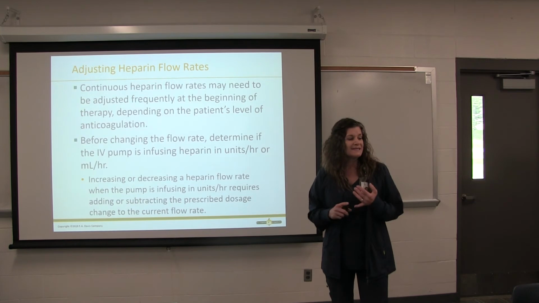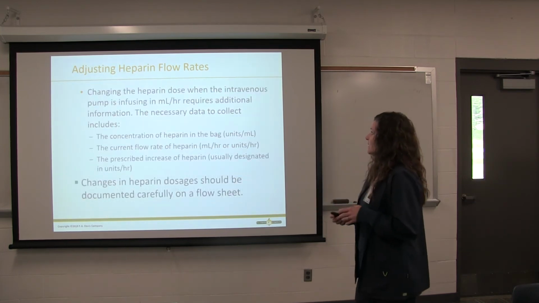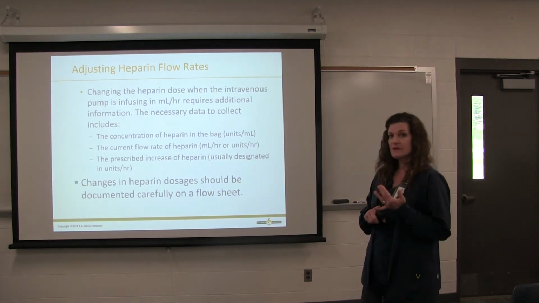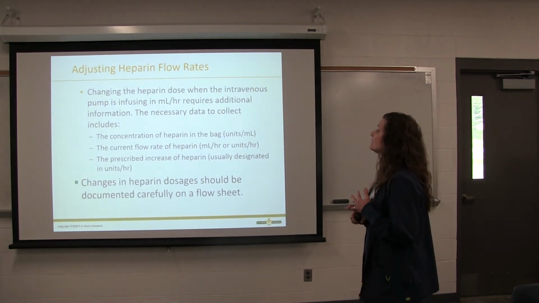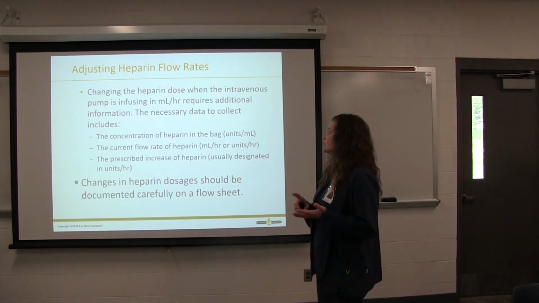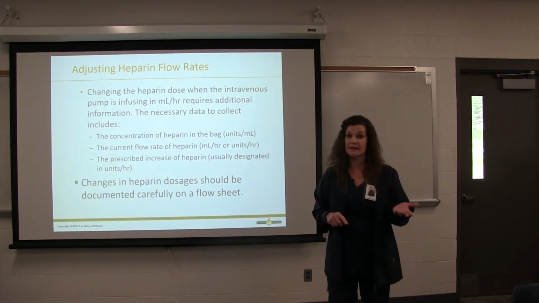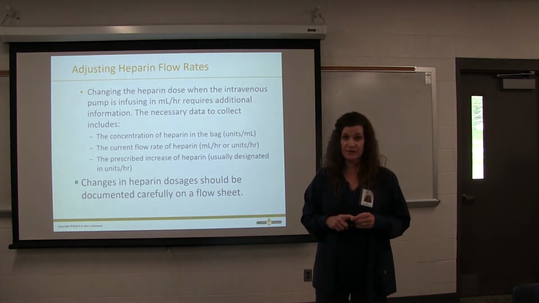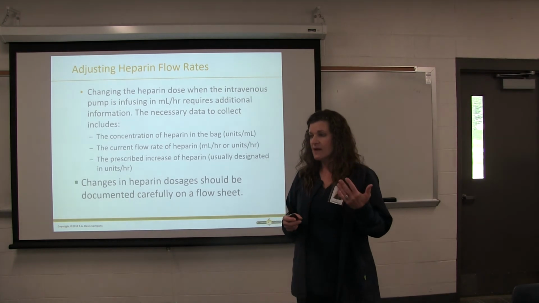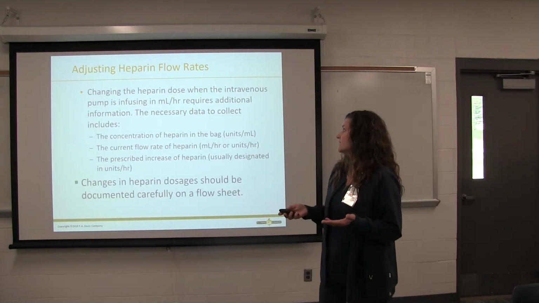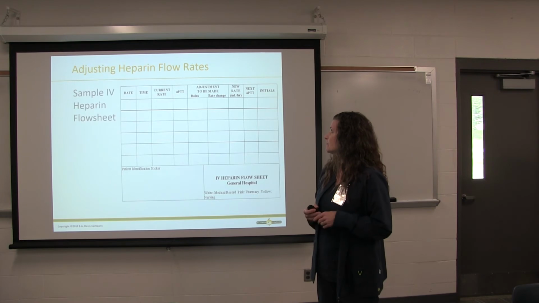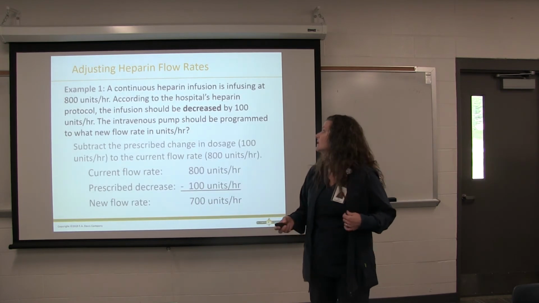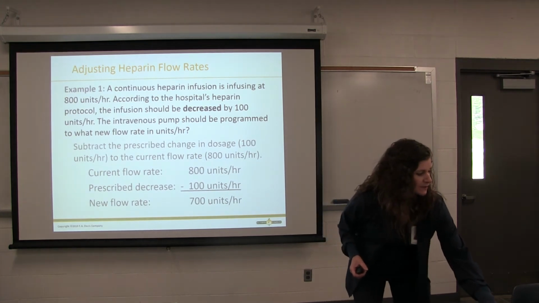Okay? When it's milliliters per hour, it requires additional information. The concentration, number one, of heparin in the bag, the current flow rate, what it's going at now, and the prescribed increase or decrease of heparin. And so changes should be documented carefully on that flow sheet so that the next nurses and staff will know exactly what's been happening. And this is a sample of a heparin flow rate chart that you would chart this information on. Okay, so let's look at an example here.